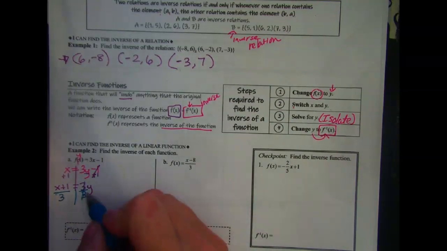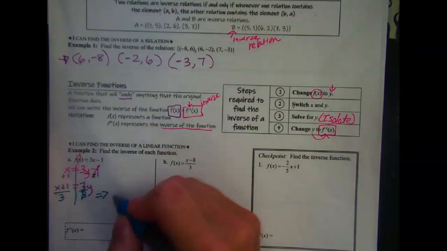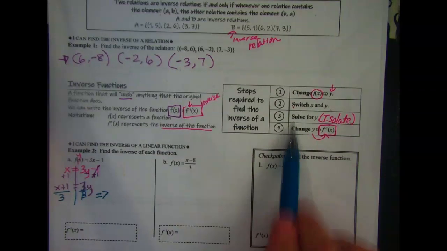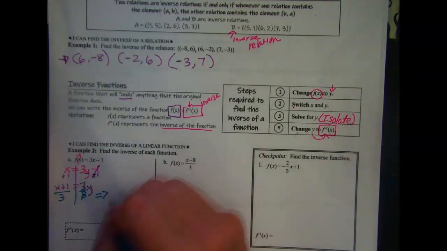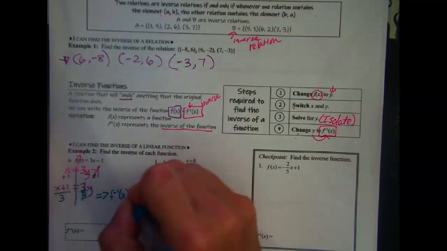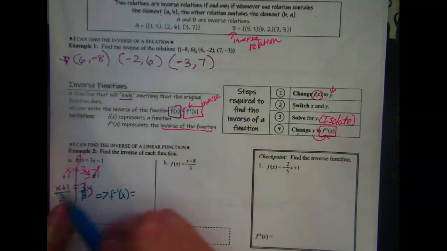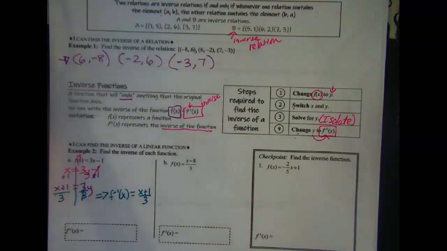So I'm going to rewrite it in 2 different ways. First, function notation. Instead of putting y equals, we're going to change it to f to the negative first of x. That's just how we write y once we get the inverse. So equals, and then I can write everything here. So x plus 1 all over 3.